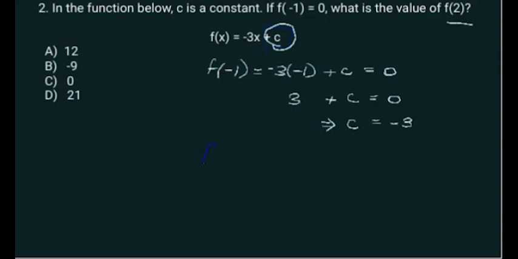So f of 2 is equal to negative 3. Substitute in your 2 and now replace the c with negative 3, and let's compute this out. So 3 by negative 2 will give a negative 6. We have a negative 3 from the c, so therefore f of 2 is equal to negative 9. So our answer is B.